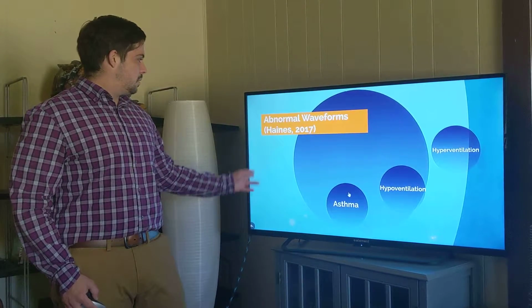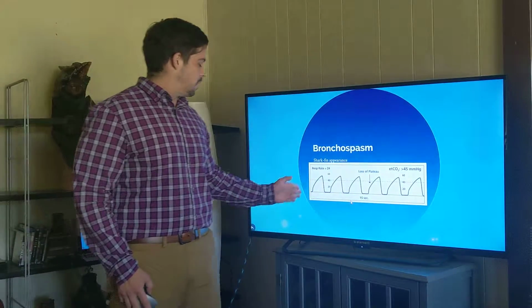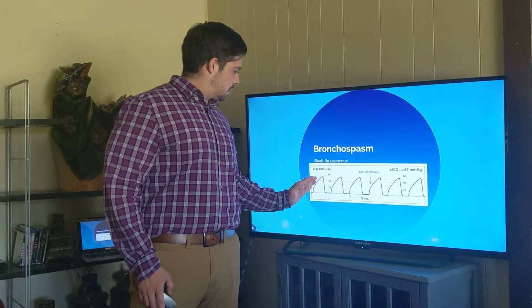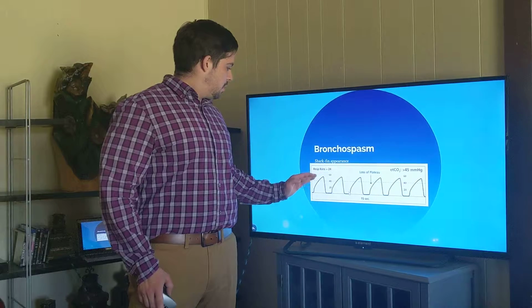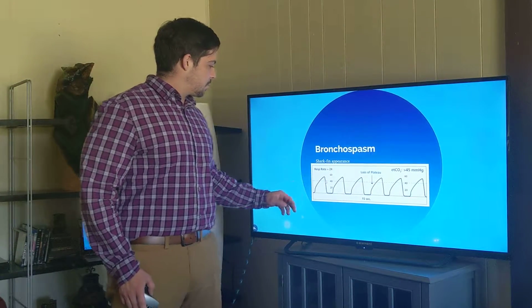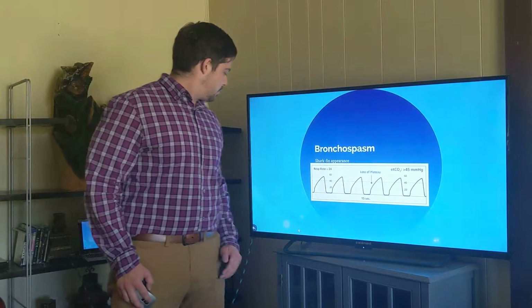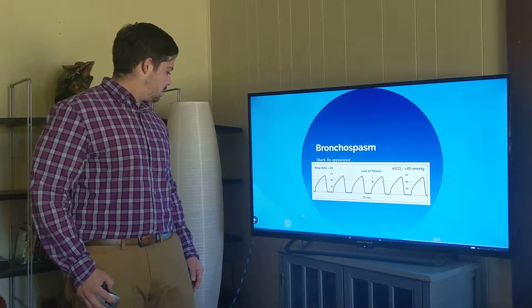Abnormal readings, these are different waveforms that you might see. In an asthmatic person, you can see the shark fin appearance. And this right here is just because of the restriction, from the mucus plugging and the bronchospasm. So your end tidal is still right here, but there's a lot of resistance going up. You don't have a steady plateau.